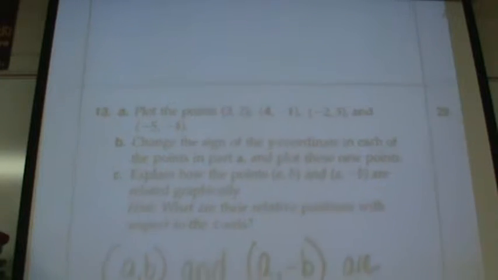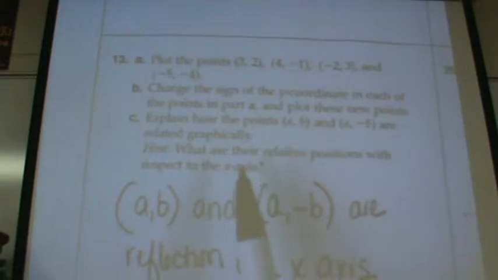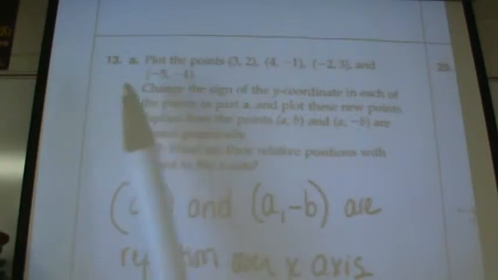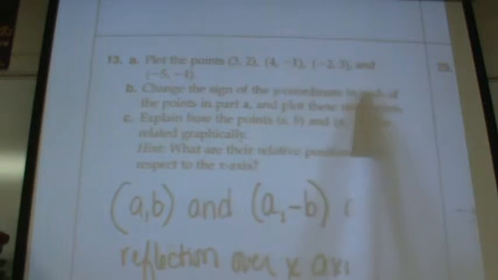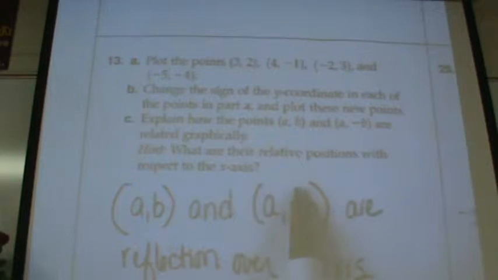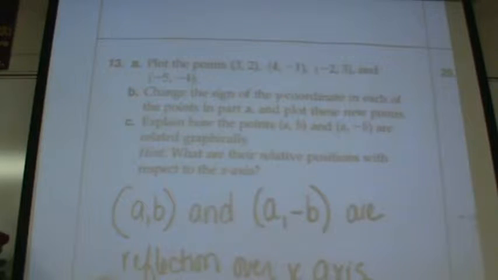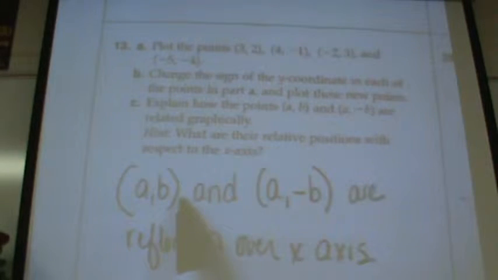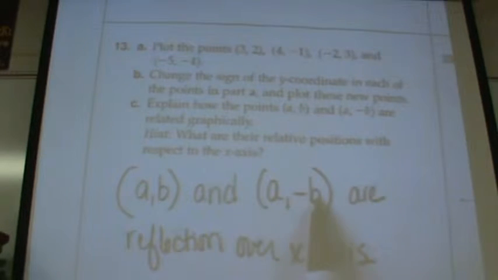In 11, in what quadrant? It's 4, and in what quadrant? 3 and 4. For 13, they ask you to plot these points in this one, and then they're telling you to change the sign of all the y values and then plot them. How could you relate these points? Well, you go from B to the opposite of B.